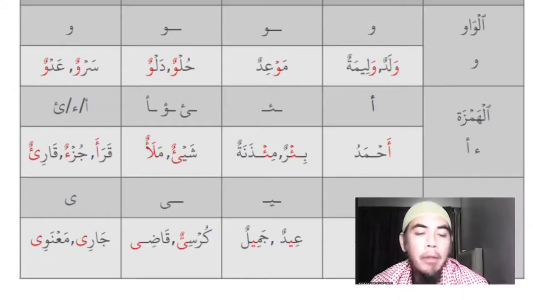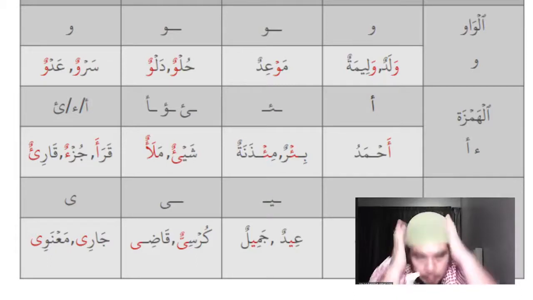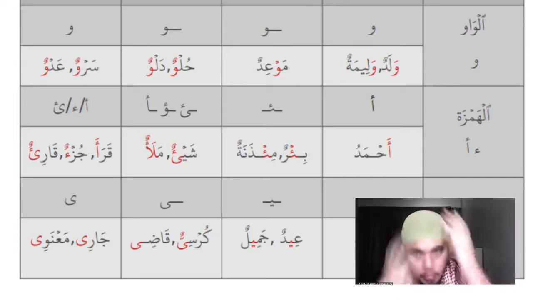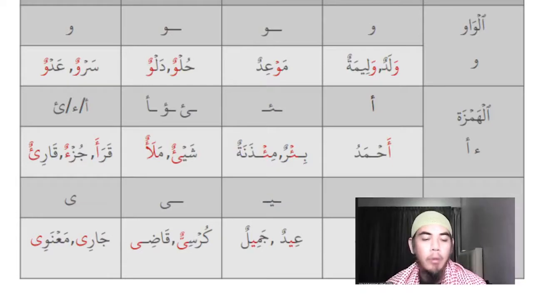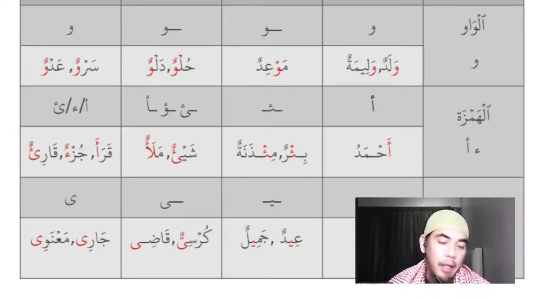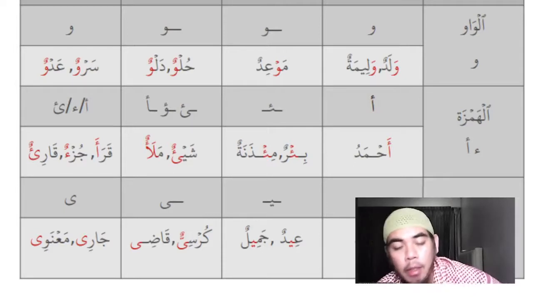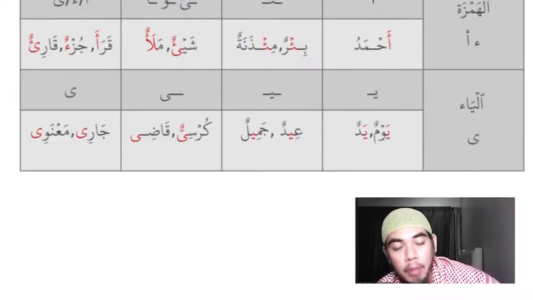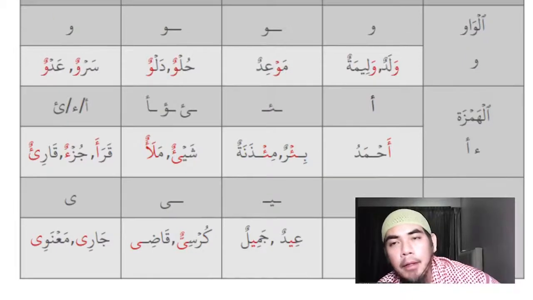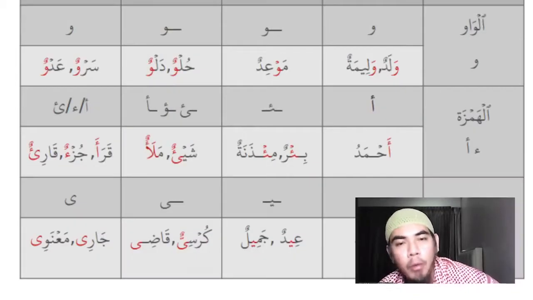So it cannot look any different, and it cannot connect to other letters after waw. Hulwun, dalwun. At the end, when it's without joining, it will look the same as well. Okay, al-hamzah, hamzatun. The letter hamzah will not change in any way, like waw as well.